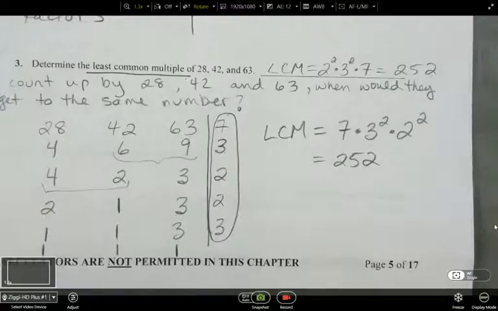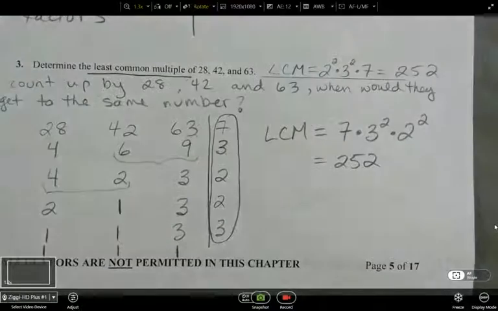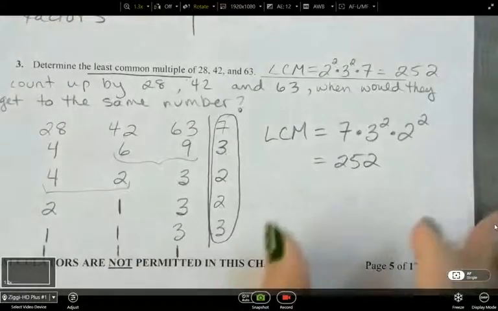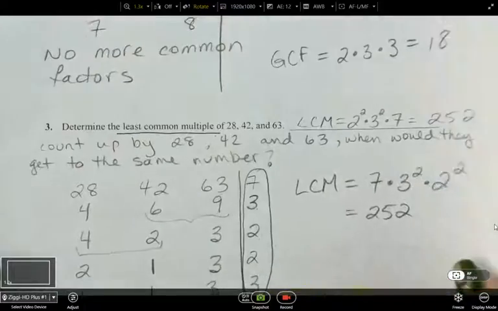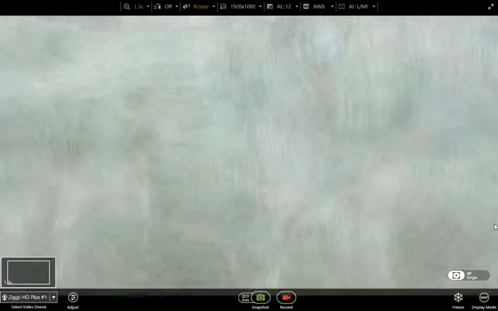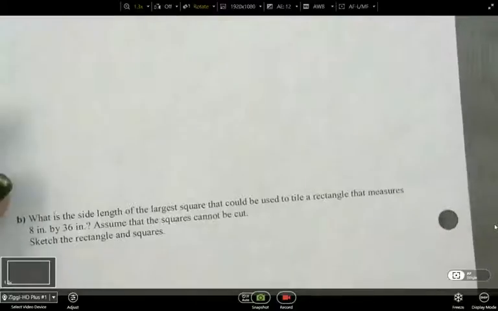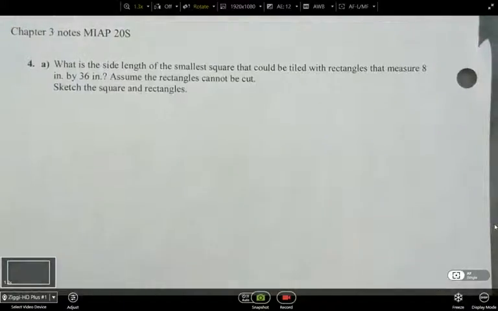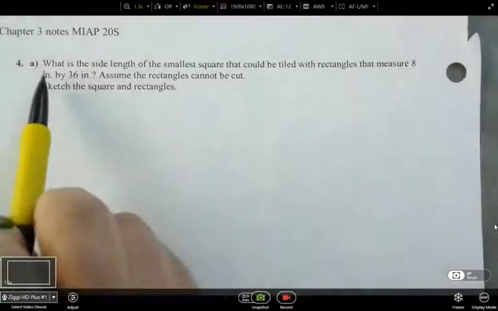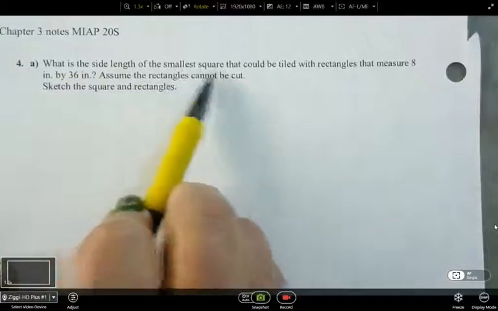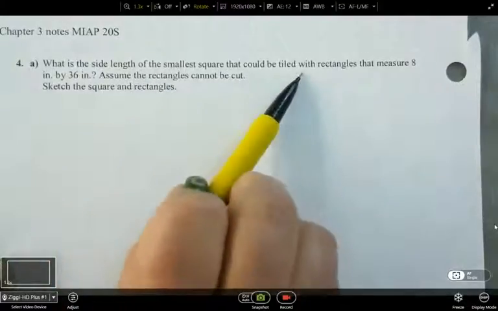Okay? And I don't have to count up by when I'm doing it this way. All right, and on the next page, there's a couple of questions that are word problems or situations that we have to look at. And we have to decide, are we figuring out lowest common multiple or greatest common factor? Well, the question says, what is the side length of the smallest square that could be tiled?